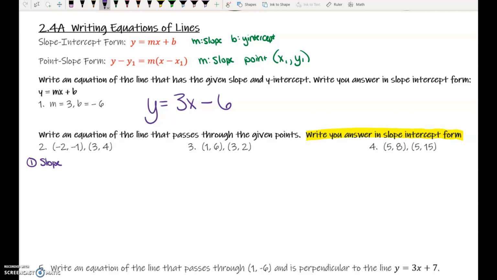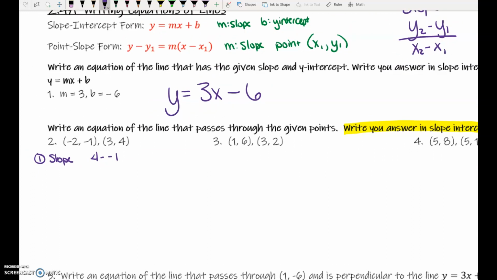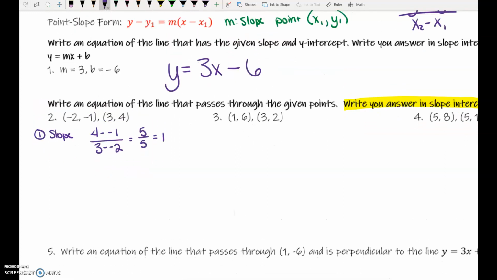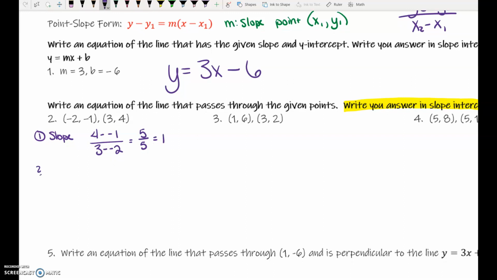Do we need to write the slope formula on these notes? Subtract your y's on top, subtract your x's on the bottom. So 4 minus a -1 over 3 minus a -2. That's 5 over 5, which is 1. So step 1, find your slope. Step 2, use point-slope form. And you're going to stick numbers in place of y1, in place of m, and in place of x1.